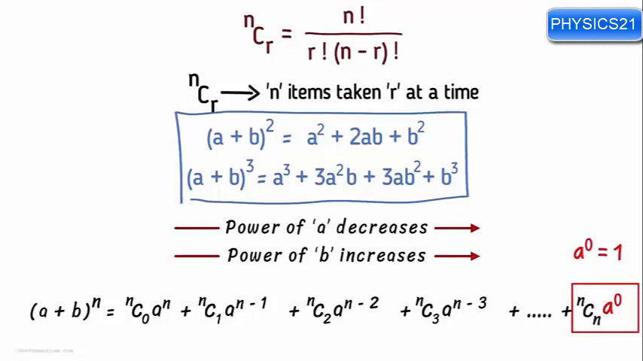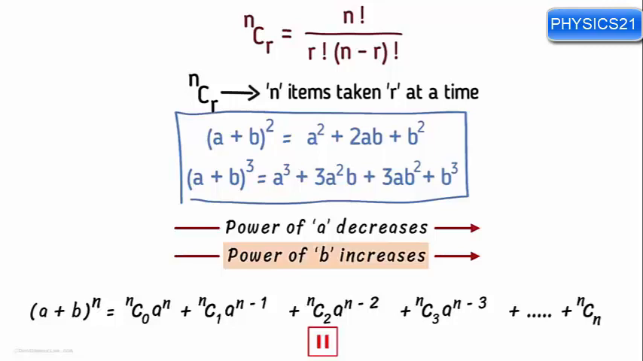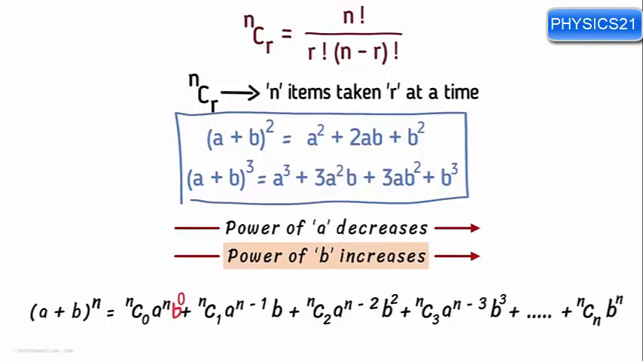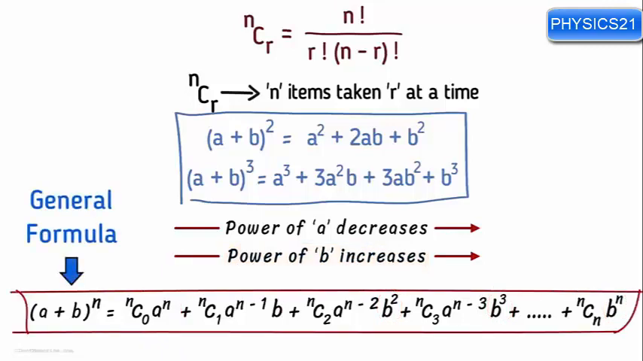We're not done yet. What about b? We write b with each term having increasing powers, that is from 0 to n. So can you complete the formula now? Here's how it will look. The first term will have b to the power 0, which is nothing but 1. Then we have b to the power 1, which is b, then b squared and so on. The last term will have b to the power n. There you go. We have the general formula which will help us expand the binomial of any power very easily.